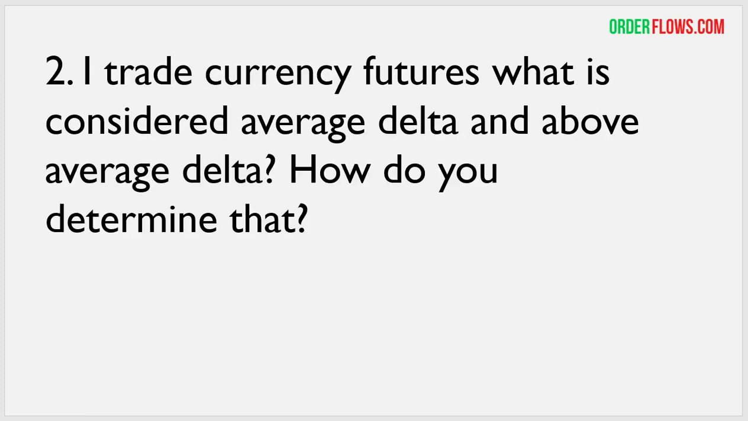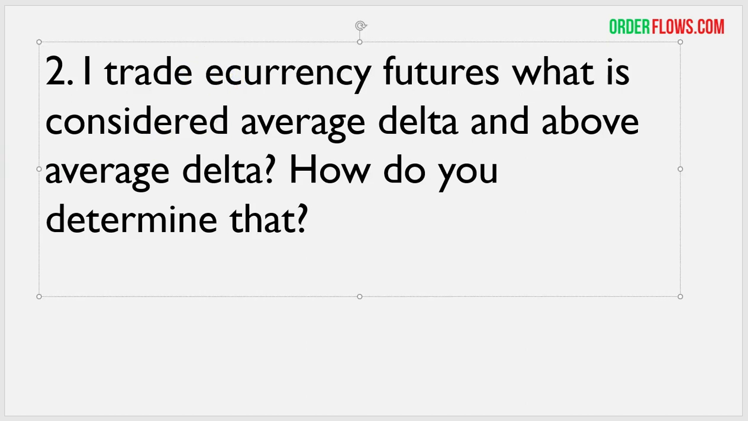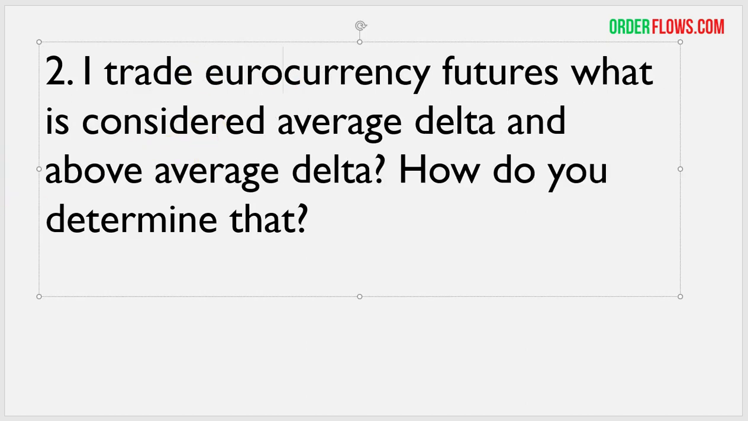Now here's another question. I trade currency futures. What is considered average delta, and above average, and how do you determine that? Actually, I left out the part: he trades euro currency futures. When you're trying to determine that, what you do is you look at a chart. What kind of chart? I can't say average delta should be 300.